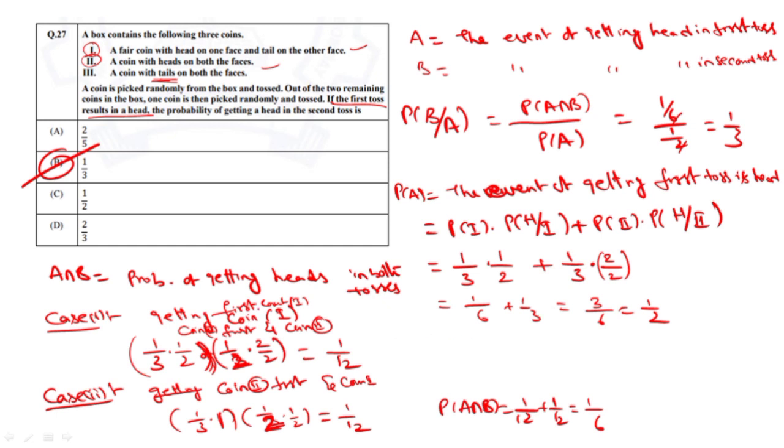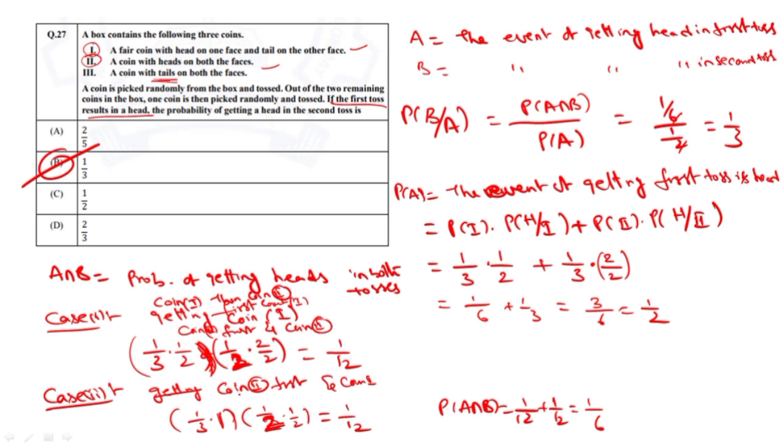Likewise, we have to solve this. In the case of A intersection B, we should take coin 1, then coin 2. Here, coin 2, then coin 1. Coin 1 is taken in 1 by 3 ways and the probability of getting head in that is 1 by 2. After that, we remove one coin, only 2 coins remain. So the second coin will be taken in 1 by 2 ways. The second coin has heads on both sides, so getting head is 2 by 2, nothing but 1. So the product is 1 by 12.